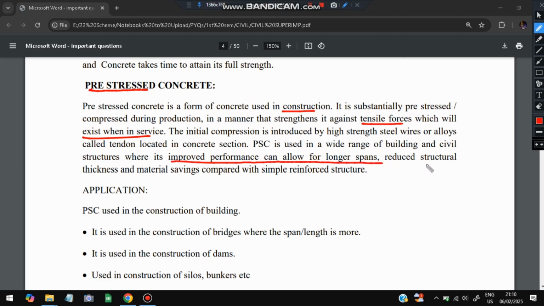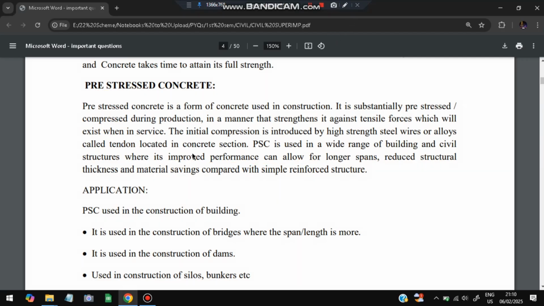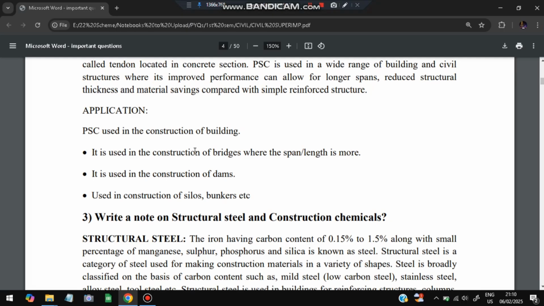It can be used for longer spans, reduces structural thickness, and saves material compared with the simple reinforced structure. So its application includes the construction of buildings, bridges, dams, and bunkers.